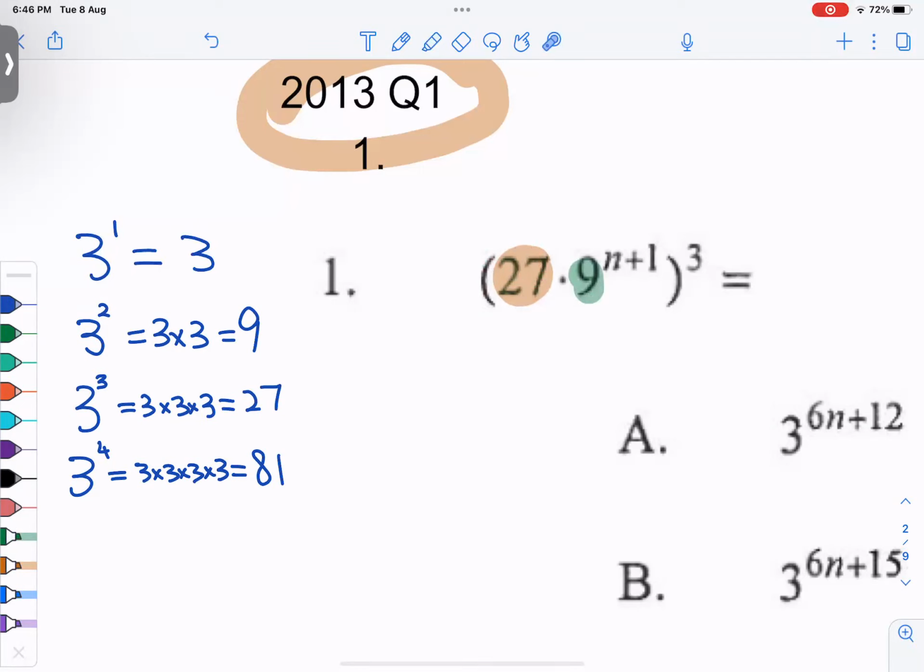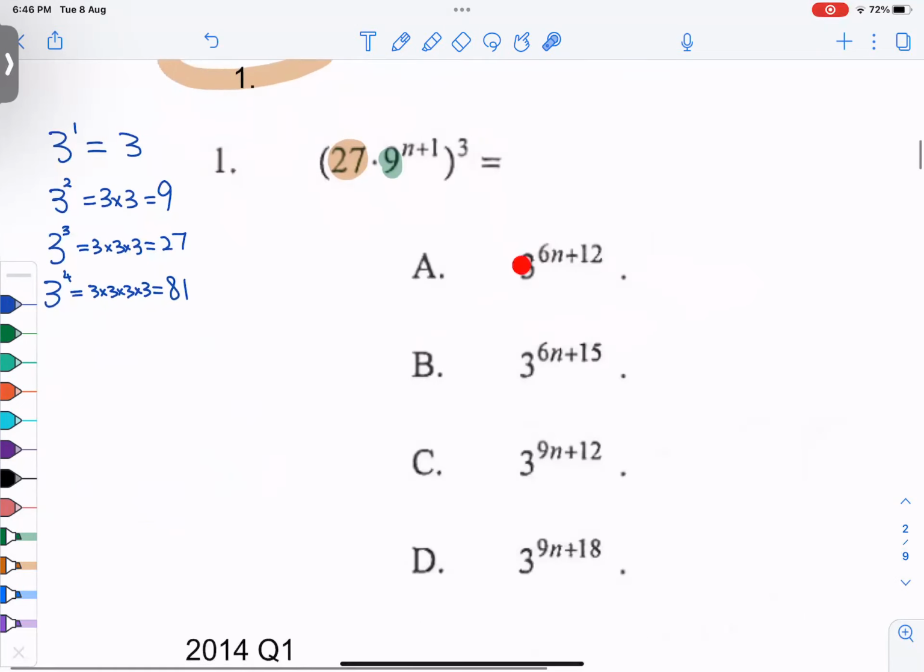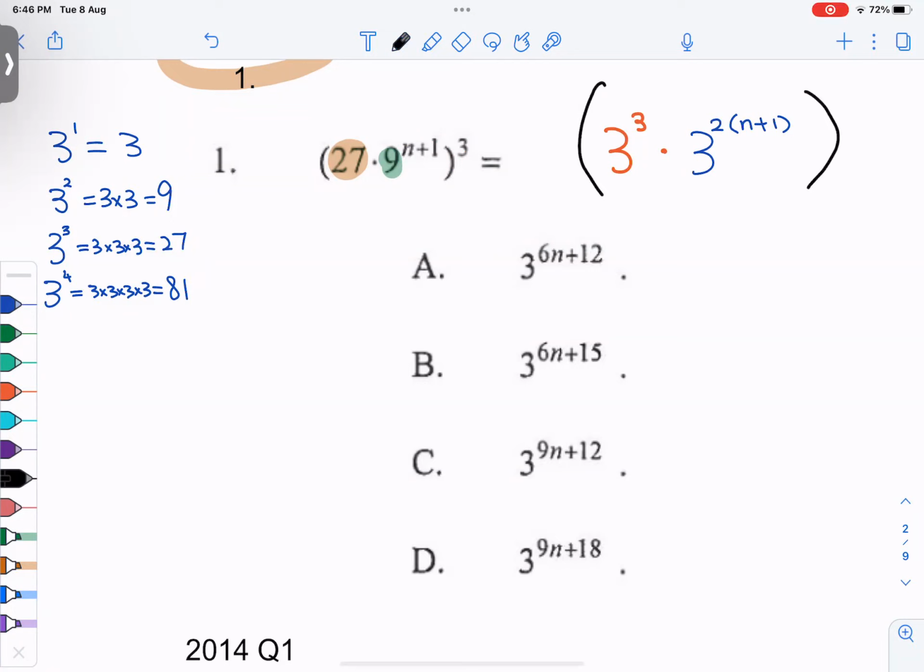This 27, I can replace it by 3 cubed. If I do so, then I can later on simplify and make it in this way. So 27 here, I will replace by 3 cubed. And then this 9 here, 9 can be replaced by 3 squared. And then I had a power here, n plus 1, so you just keep it there with a bracket. And everything, I had a power 3 outside, so you still keep that there. Just deal with the inside things first so that it doesn't get too complicated.